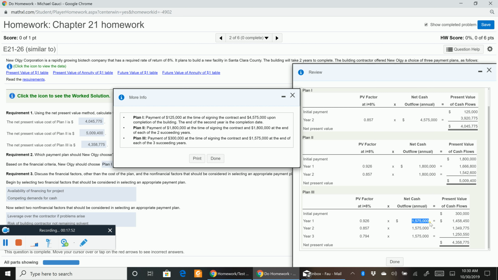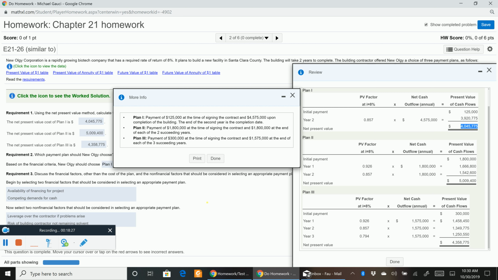And Plan 3, we can make an initial payment of $300,000, or we can string it out for 3 years: $1,575,000 payments at the end of each year for the next 3 years. We saw the factor for period 1 is 0.926. For period 2, the factor is 0.857. And lastly, for period 3, which we're seeing for the first time, 8%, period 3 is 0.794. So bringing everything down to the same playing field, the present value is $4,358,775.